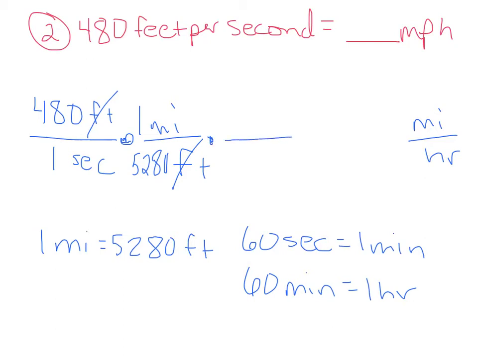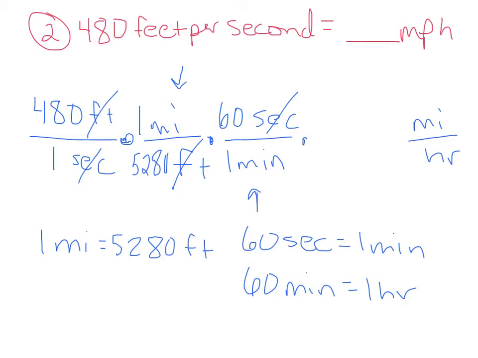Multiply by another fraction. Now I got seconds on the bottom, so I got to get rid of that, so I put my seconds on top. So 60 seconds goes on top, and 1 minute goes on the bottom because now my seconds are gone. So right now, if you look, I'm in mile per minute. I'm close, but I want to be mile per hour.